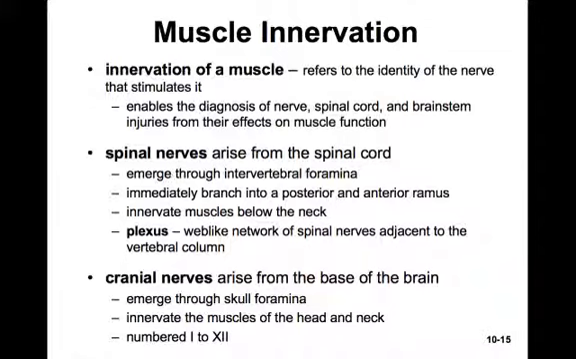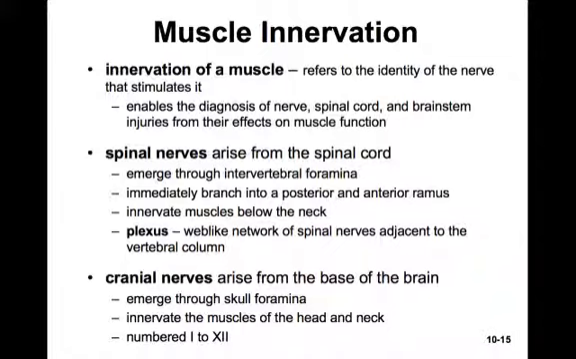The innervation of a muscle refers to the identity of the nerve that stimulates it. This enables the diagnosis of nerve, spinal cord, and brainstem injuries from their effects on muscle function. There are spinal nerves that arise from the spinal cord. They emerge through the intervertebral foramina, and they innervate all the muscles below the neck.